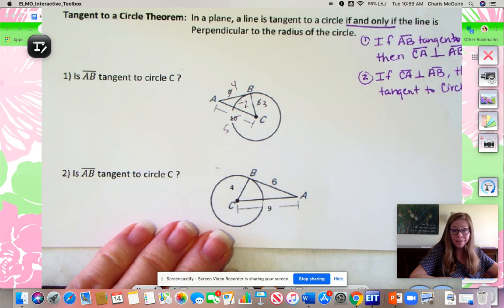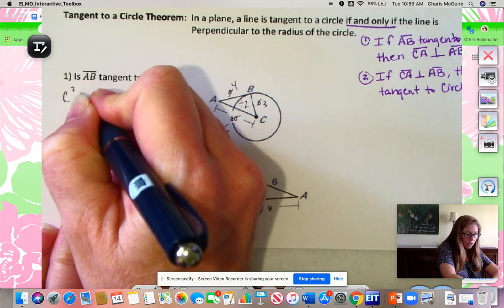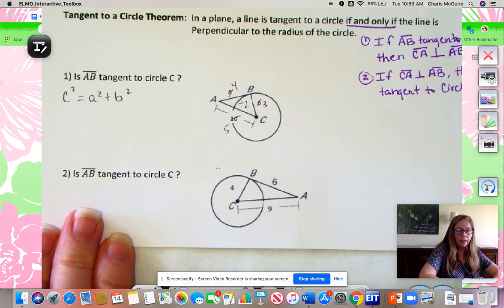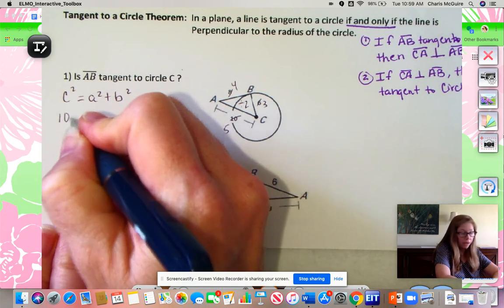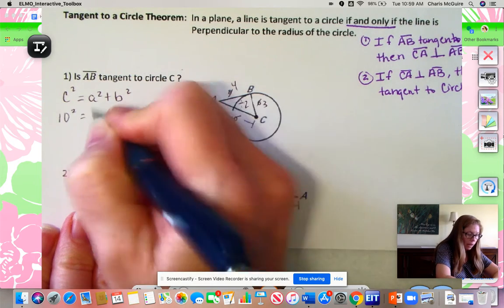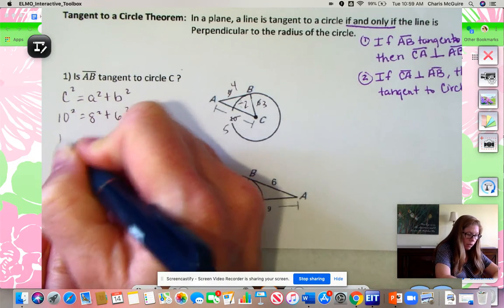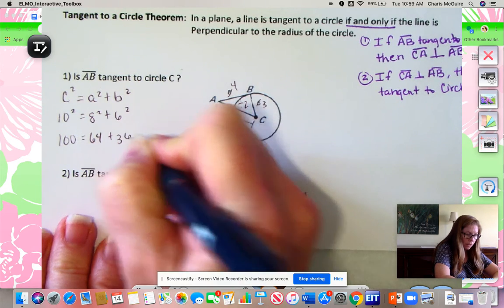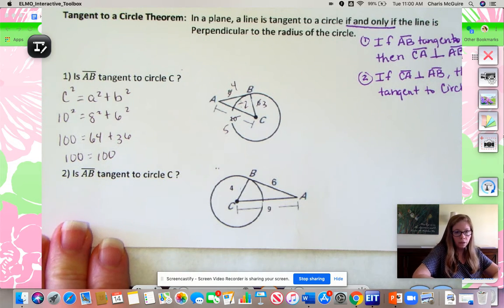Now, if you did not see that, you're going to use the Pythagorean theorem. You're going to ask yourself, is C squared equal to A squared plus B squared? You want to check that out. And then your hypotenuse here would be the 10. Or you could put the 5 in to make it easier. And then the 8 and the 6. So 10 squared is 100, 8 squared is 64, and 6 squared is 36. And this does indeed give you a right triangle. So this is the work that you need to prove it.